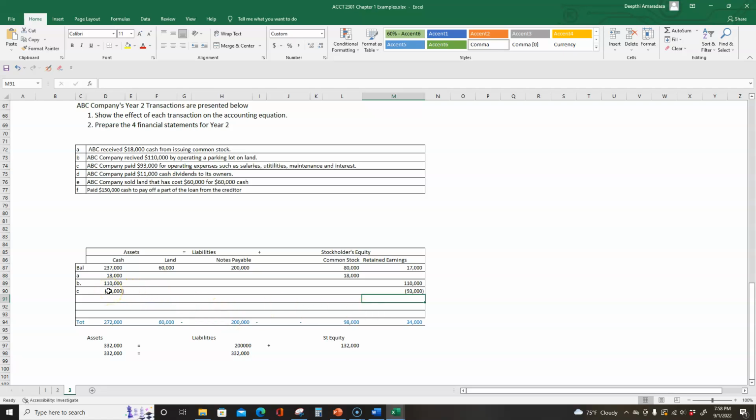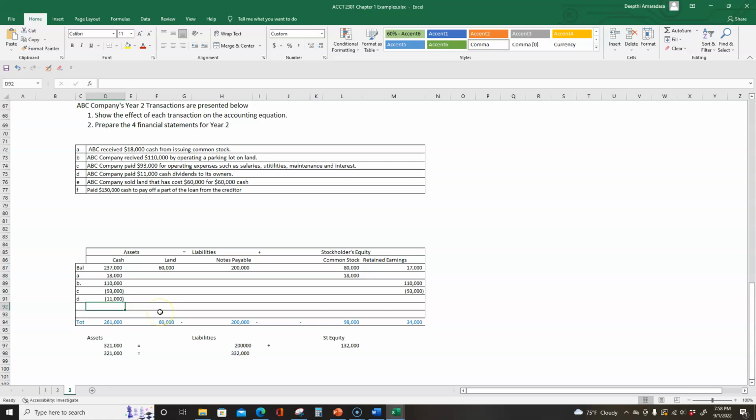Now for transaction C, our accounting equation is in balance. We can move to transaction D. Transaction D says ABC Company paid $11,000 cash dividends to its owners. Let's do the easy thing first. We know that they paid $11,000 cash, so our cash decreased. I'm going to subtract $11,000 from cash.